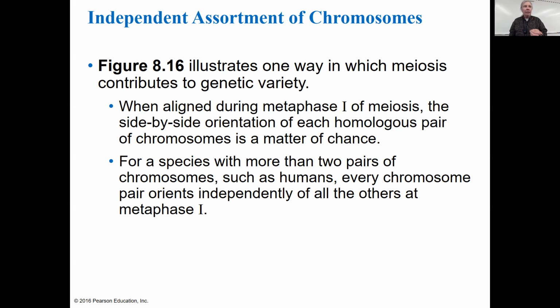And there are about 8 million different ways 23 pairs of chromosomes could line up. Sounds like a big number, but it's small compared to the other. So there's like a 1 in 8 million chance that you're going to give your offspring the same chromosome sets you got from your parent, if crossing over didn't occur. But crossing over really scrambles things. But anyway, for a species with more than 2 pairs of chromosomes, such as humans, every chromosome pair orients independently of all the others in metaphase 1. That's why it's called independent assortment.